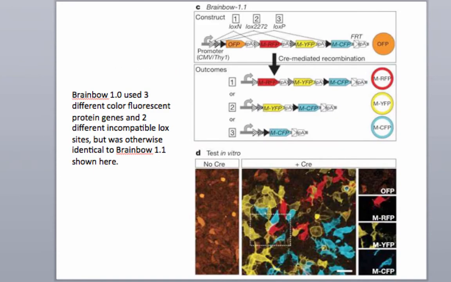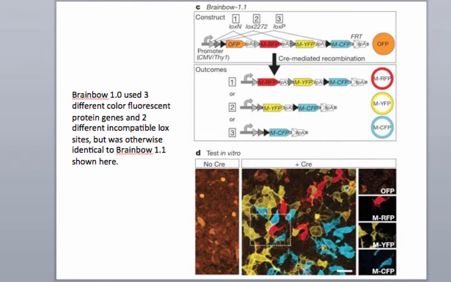Now, what does incompatible lox site mean? Well, first, lox sites were from phage P1, and they are roughly, as I remember, 34 base pair sites where an enzyme called Cre carries out site-specific recombination between 2 lox sites. So the 2 different lox sites used in Brainbow 1.0, one was the original lox site, loxP site, and then the other one is a minor variation of loxP such that it can still be recognized by Cre and used for recombination, but the canonical lox site and this variant cannot recombine with each other.